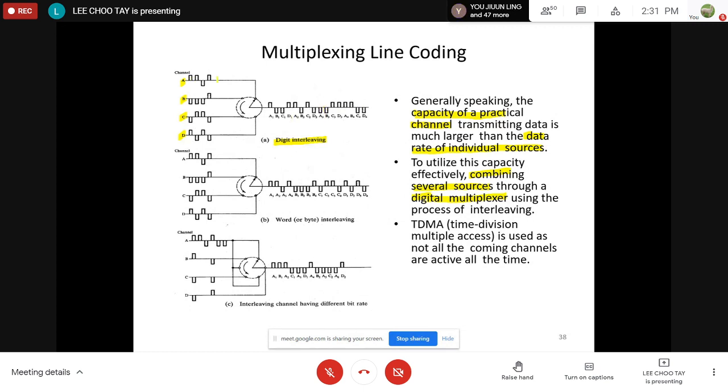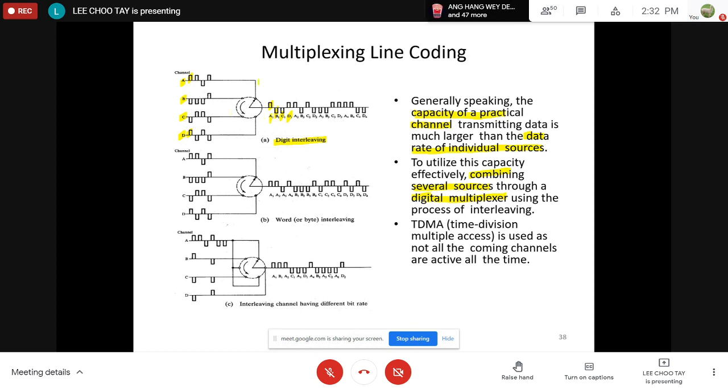Because these bit streams are generated over time, what we do here is take the first bit from source A first, and then we transmit. Then we switch to source B, and we transmit the first bit from source B. Then we switch to source C and transmit the first bit from source C. This is followed by switching to source D and transmitting the first bit from source D.